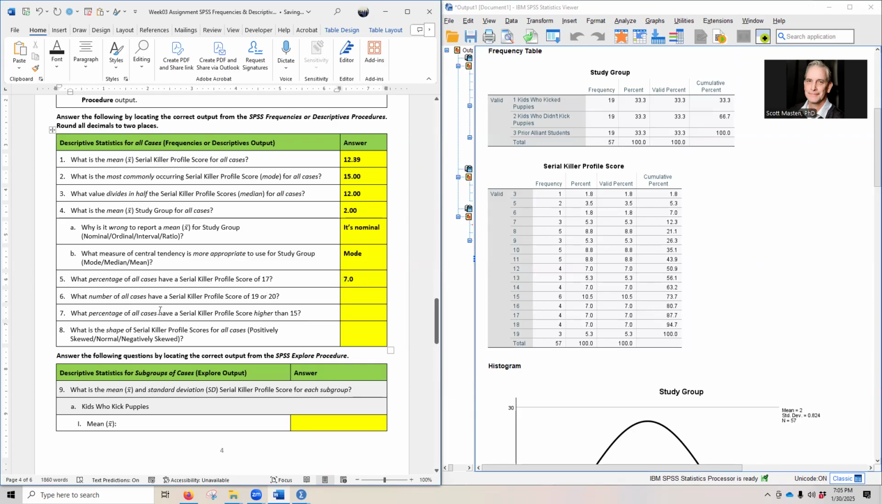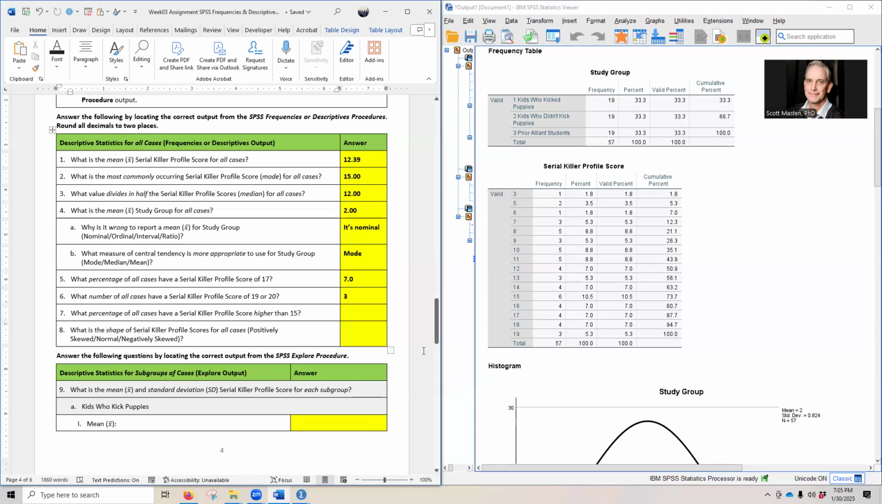What number of all cases have a serial killer profile score of 19 or 20? You might have had to do math, but no one got a 20, did they? Three people got a 19, and it doesn't even show 20 because no one got 20. So the answer here is 3 people got a score of 19 or 20, because it's just the 3 people who got the 19.